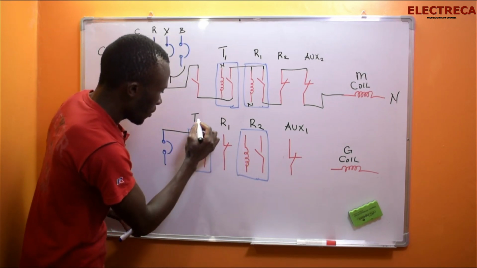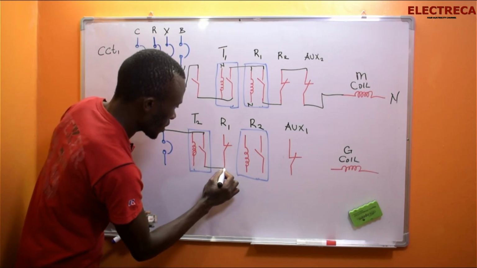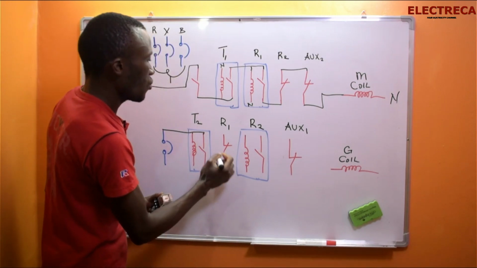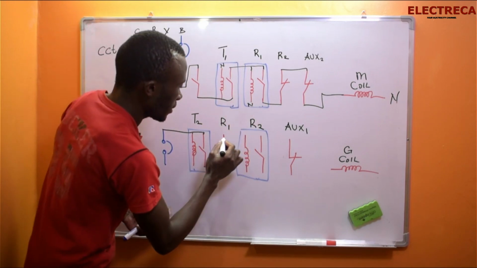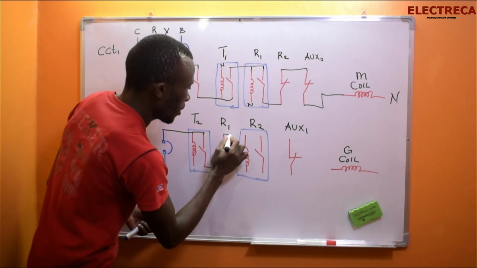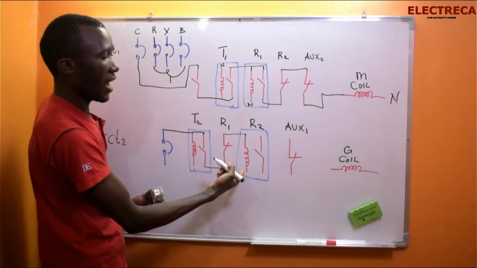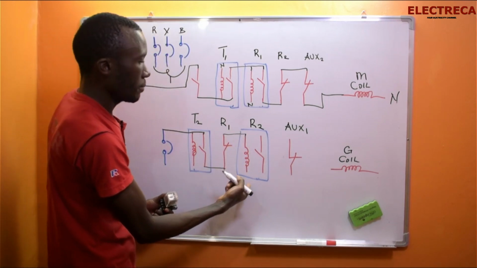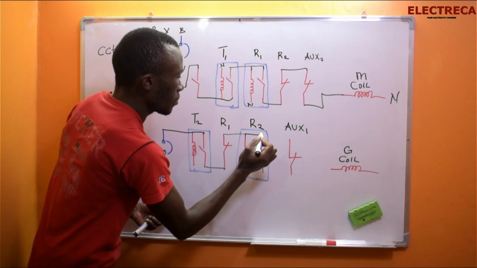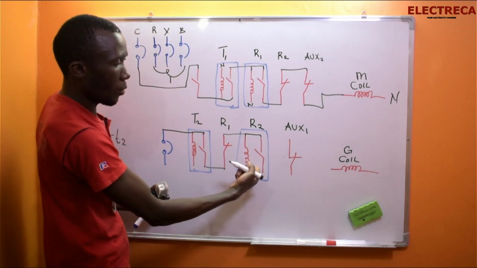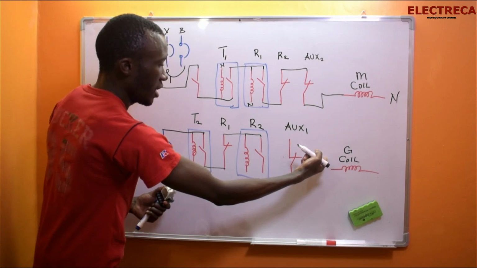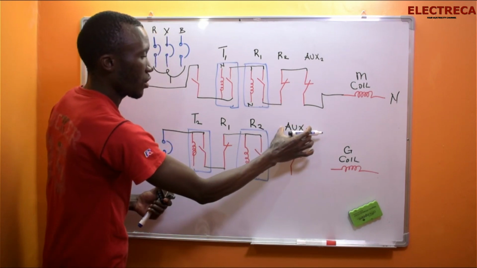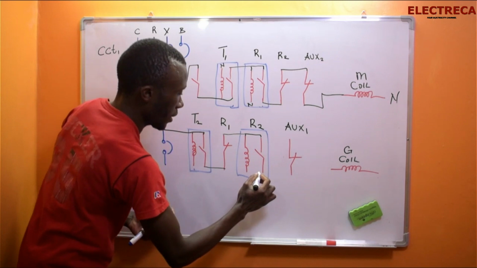Now, through the timer, we go through R1, this R1 here. We go through it, okay? And then, through R1, we supply this relay R2, okay? And then, of course, supply contact normally open. And then before we go to the gen directly, we have to pass through the auxiliary contact of the main, okay?